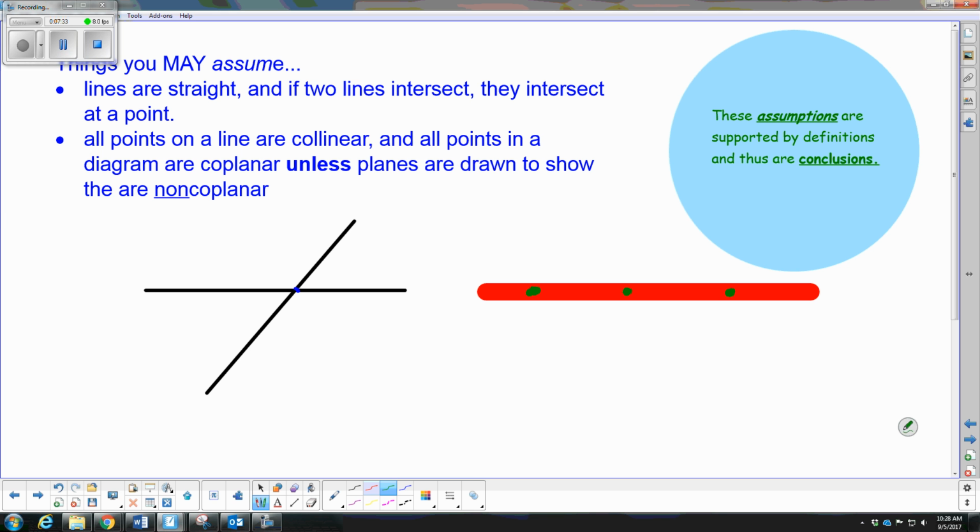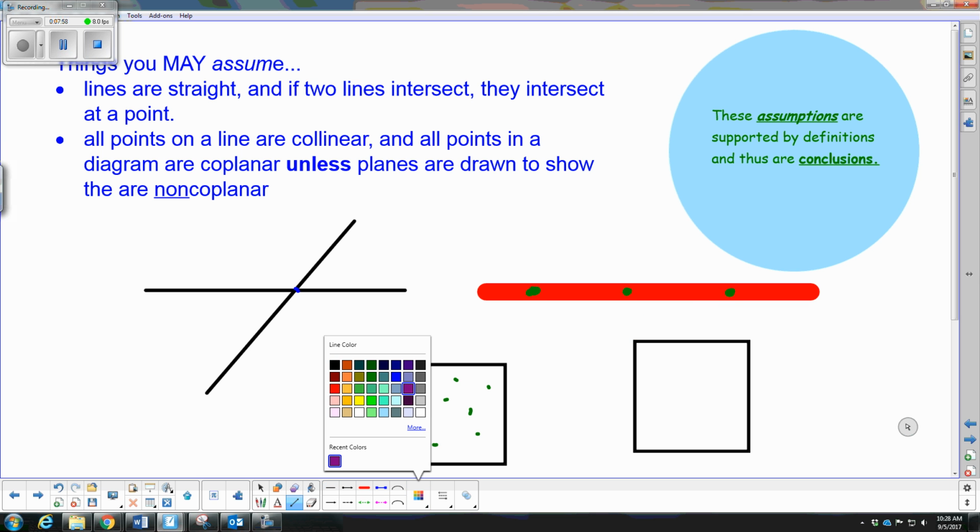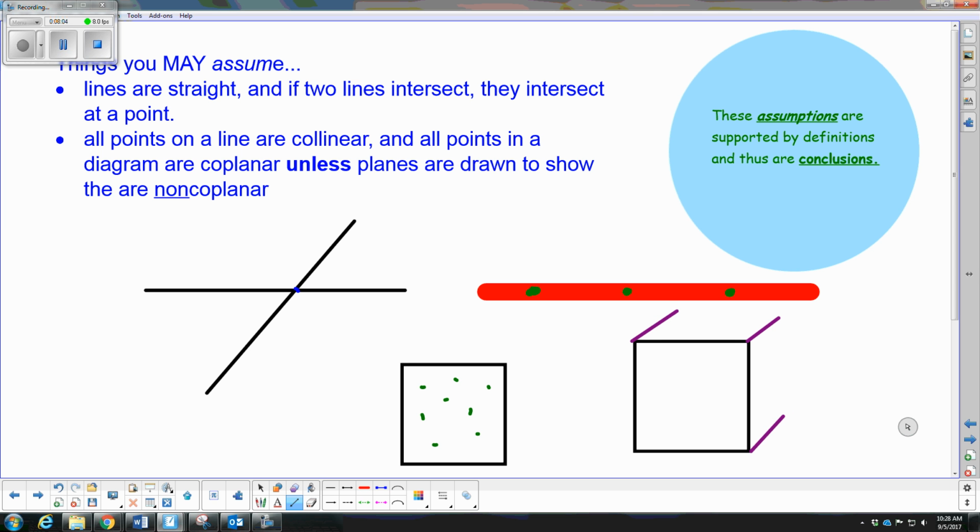So, for example, all of these points are in the same plane, but if a diagram shows that they are not, let's use a different one. So the diagram looks like a three-dimensional figure.